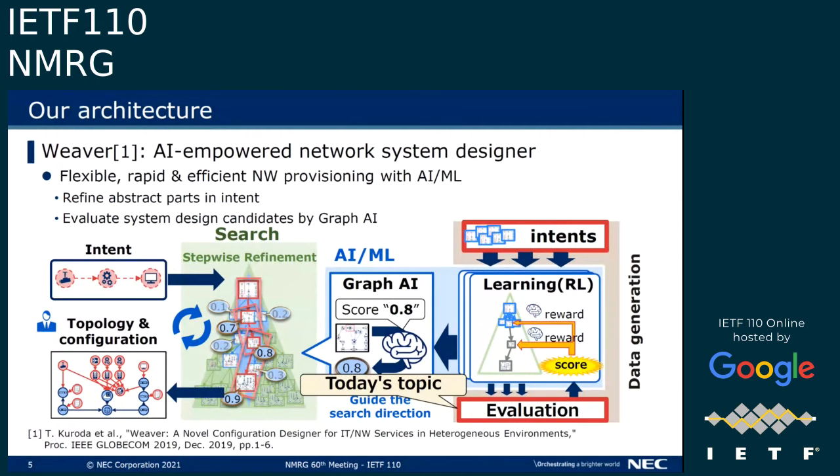Before introducing today's topic, let me introduce an ongoing project of our research group. In NEC, we have proposed and developed Weaver, which is an AI-empowered network system designer. Weaver accepts an abstract intent as an input and recursively refines the abstract part of the intent and generates a huge number of system design candidates. Then, Graph AI, trained by reinforcement learning, evaluates each candidate and chooses the most appropriate candidates as an output system topology and configuration. For more details of Weaver, please refer to the following paper in Proceedings of IEEE GlobeCom 2019. Today's topic, our automation technologies for performance evaluation, is partially related to our Weaver architecture.